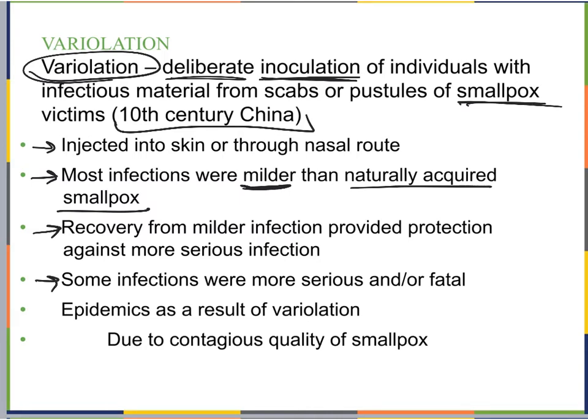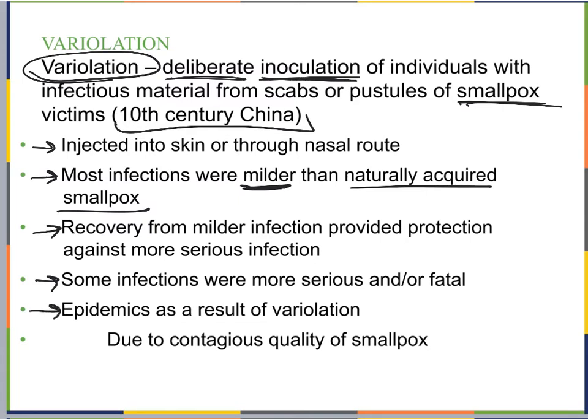However, some infections were more serious and or fatal. So this wasn't an exact science, obviously. Blowing material from scabs and pustules into people's noses isn't going to give us an exact quantity. And so some of these infections did end up being even more serious than if they had naturally acquired them and killed people because they were passing along smallpox, and that's very dangerous.